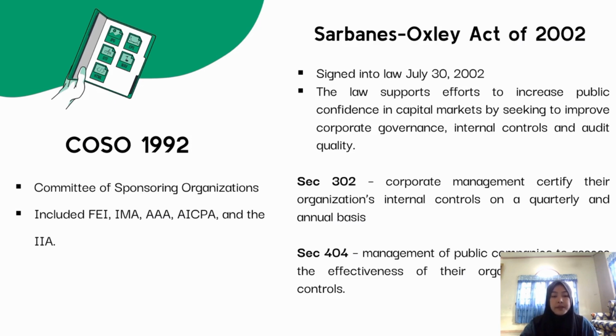Management's responsibilities for these are codified in Sections 302 and 404 of Sarbanes-Oxley. Section 302 requires corporate management to certify their organization's internal controls on a quarterly and annual basis.